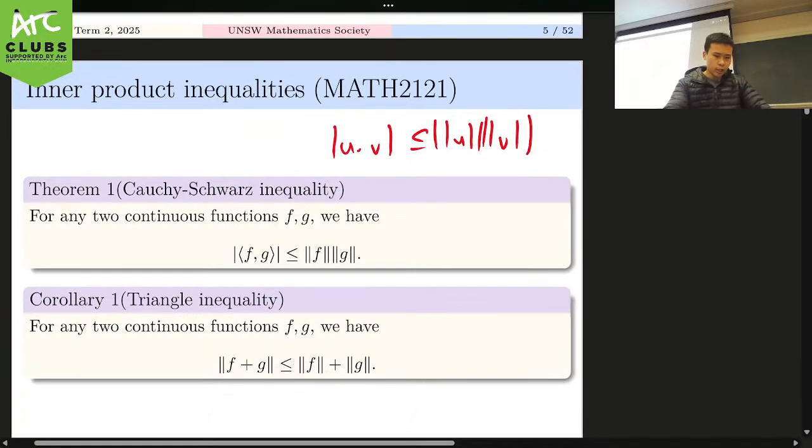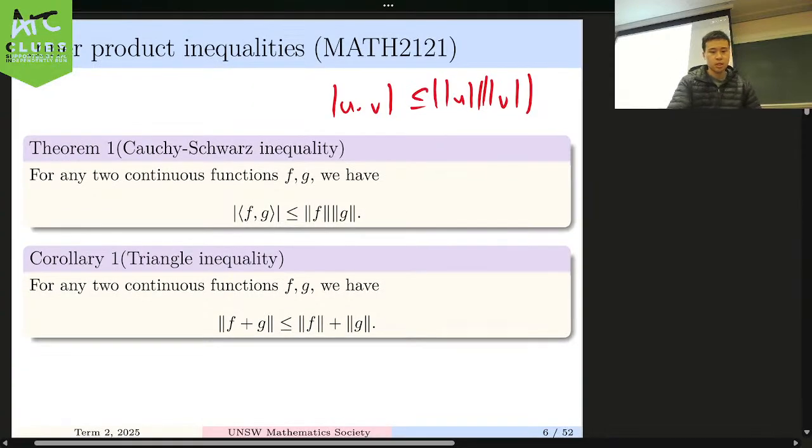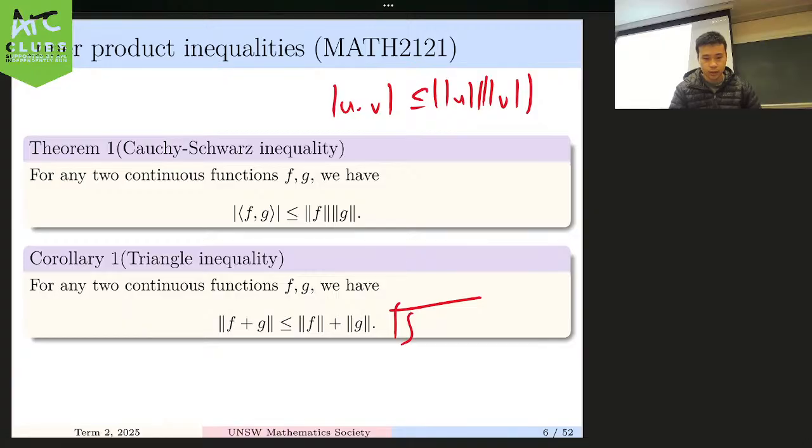Another inequality we might derive is the triangle inequality. The norm of the sum of two functions is bounded by the sum of the individual norms. Essentially, these will prove to be useful if, say, you're trying to prove something about the integral of f of x squared plus g of x squared, something like that.